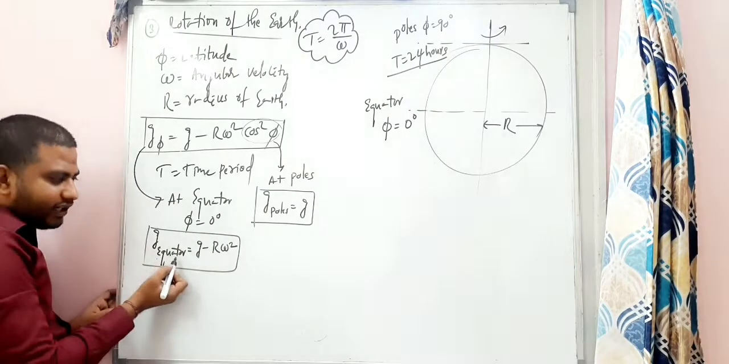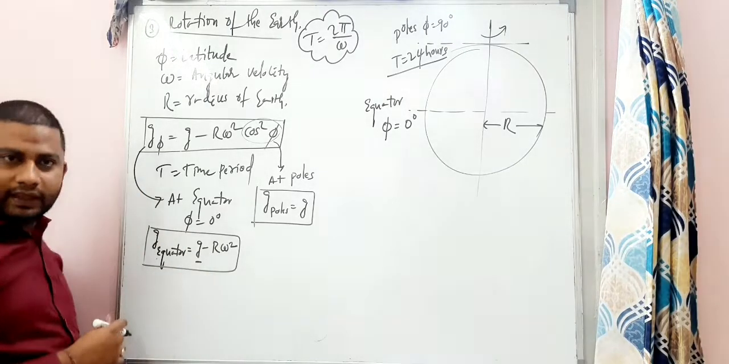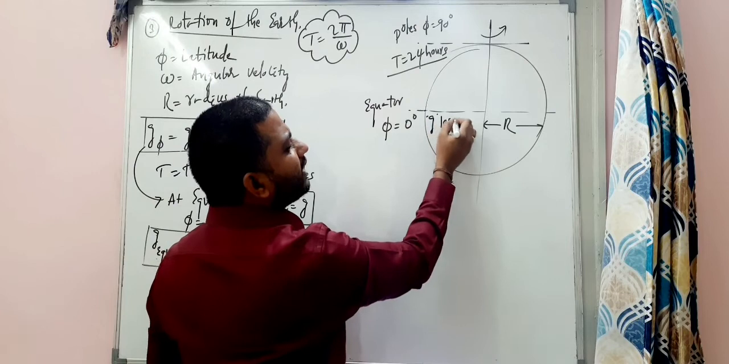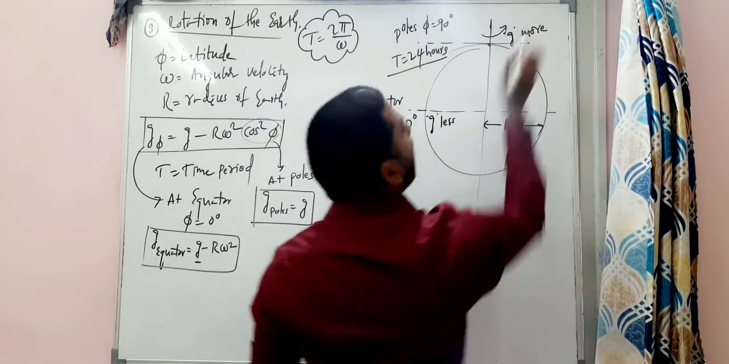Acceleration due to gravity at the equator is 9.8 minus some value. So at the equator the g value will be less, and at the poles the g value will be more.